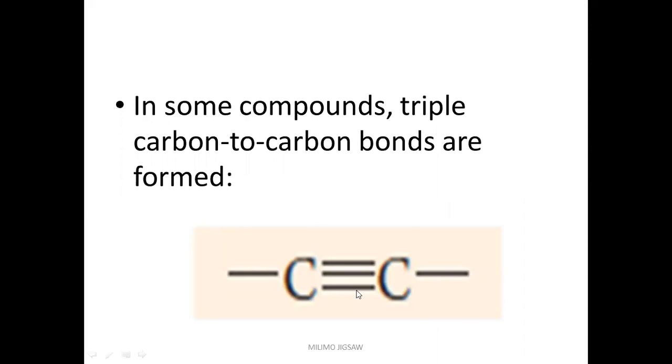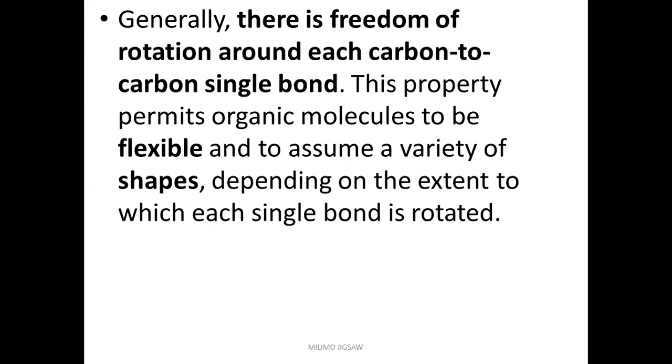It's also able to form triple bonds. Now, when we look at the single bonds that are formed between carbon atoms, there is a degree of freedom of rotation on the single bonds. So single bonds are able to freely rotate. This property permits organic molecules to be flexible, and henceforth they are able to assume a variety of shapes, depending on the extent to which that single bond is rotated.